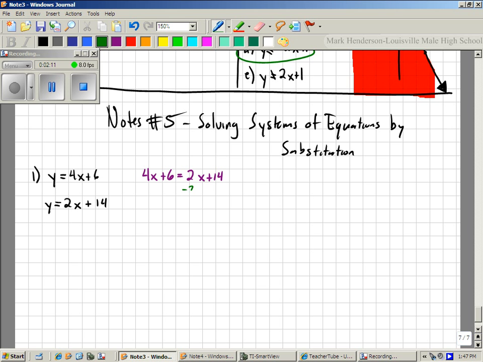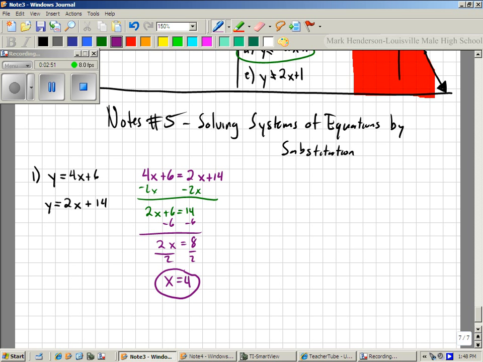So what I'm going to do here, I'm going to subtract 2x from both sides. And you get 2x plus 6 equals 14. From there, you're going to subtract 6 from both sides, and you get 2x equals 8. Divide by 2 here, and x equals 4. Does everybody agree with that? So you should be pretty comfortable with this substitution because you've been doing these types of equations basically since the 7th or 8th grade. Right? These are just multi-step equations.